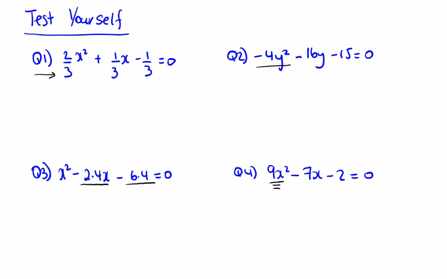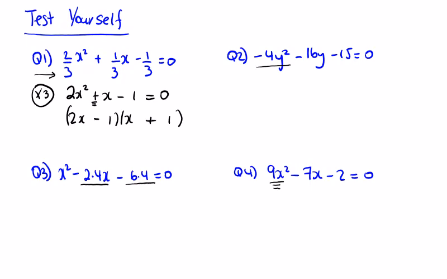Okay, so question 1, we're going to multiply by 3 to get 2x squared. I'll write down multiply by 3 plus x minus 1 equals 0. We can see that 2x is prime and 1 is prime. So it has to be 2x by x and 1 by 1. Plus sign, well, let's have a look. We want plus 2x, so it has to go there, and minus 1 there. So x is equal to 1 over 2 or minus 1.